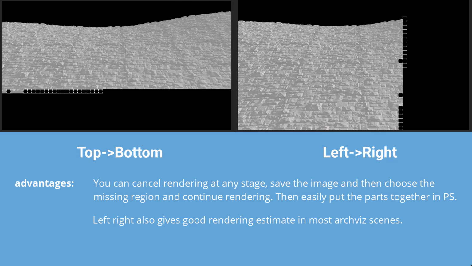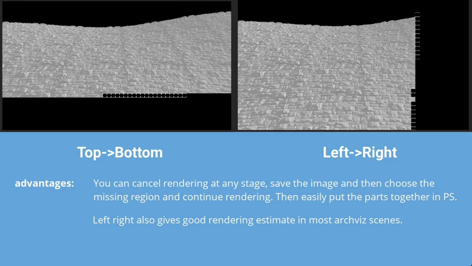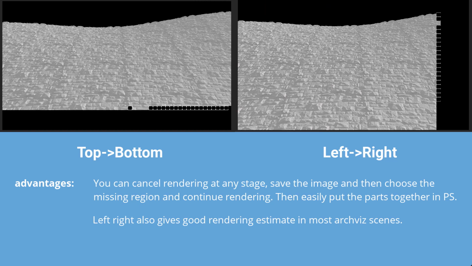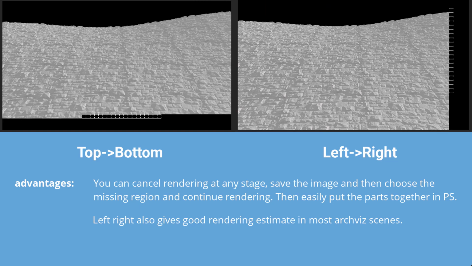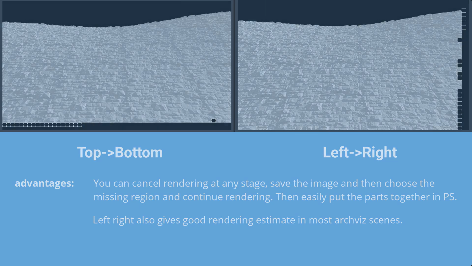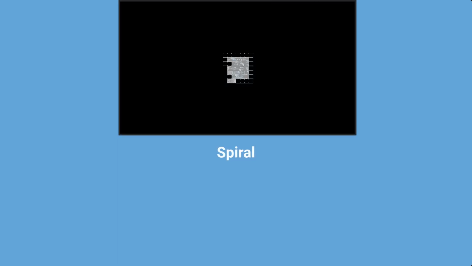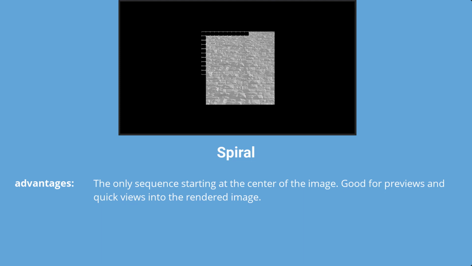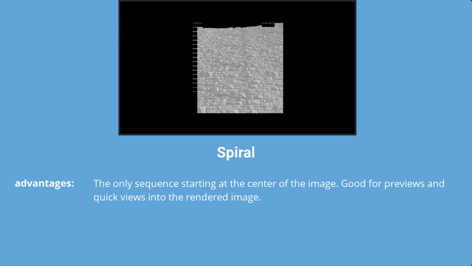For example, Arcvis exteriors usually have sky, buildings and greenery parts composed as horizontal areas. So on every stage of rendering, the rendering time estimate is quite good. The next one is spiral. Its advantage is that it is the only rendering sequence which starts from the center of the image. So it's good for previews and gives a quick look into the effect of the rendered image.